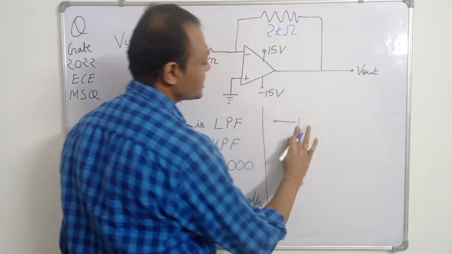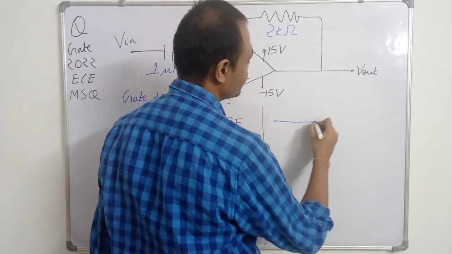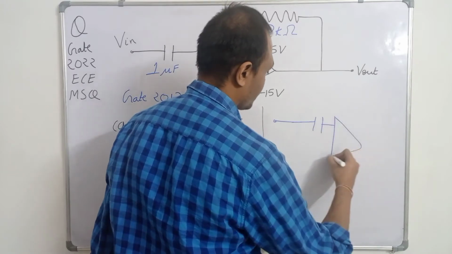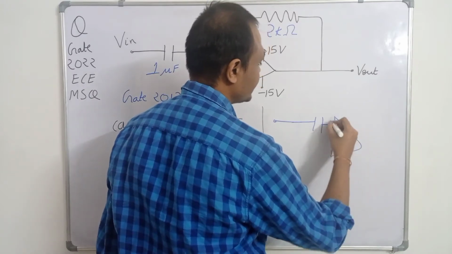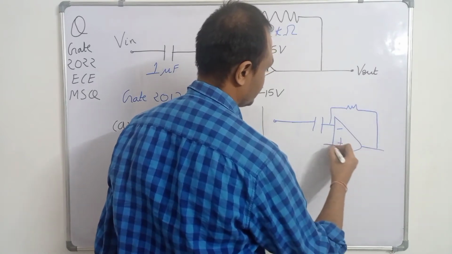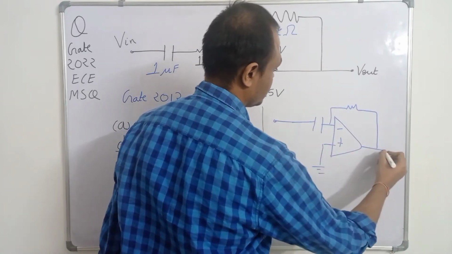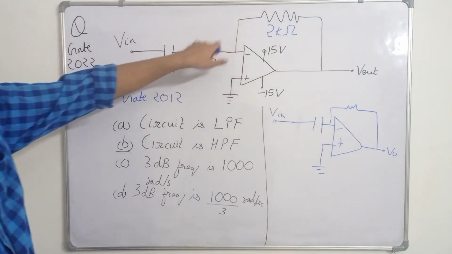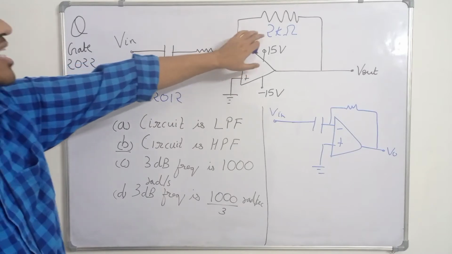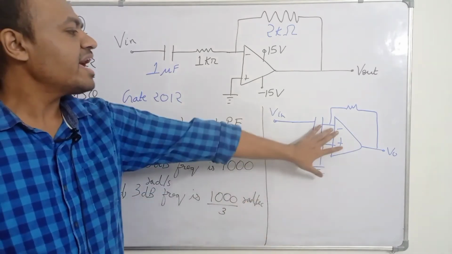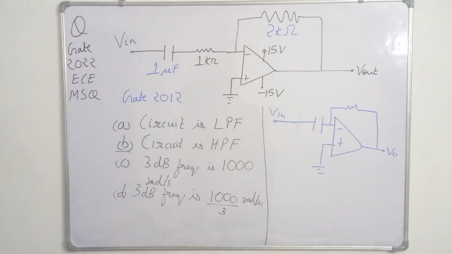See, first I will draw the circuit for an ideal differentiator. The ideal differentiator circuit looks like this. The ideal differentiator circuit does not have this resistor. Only this resistor and this capacitor are present in an ideal differentiator circuit. And so this is a practical differentiator.